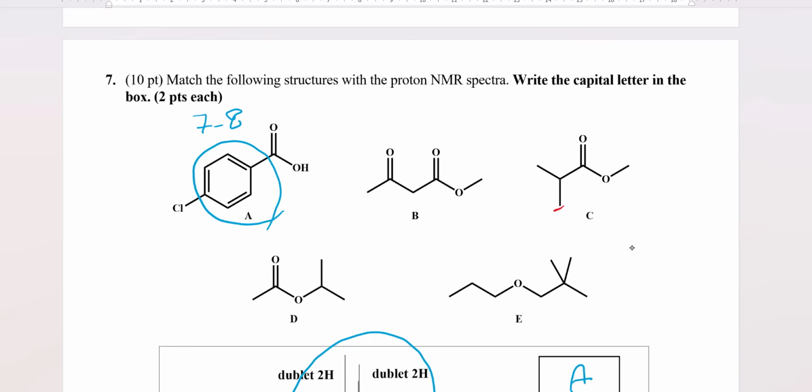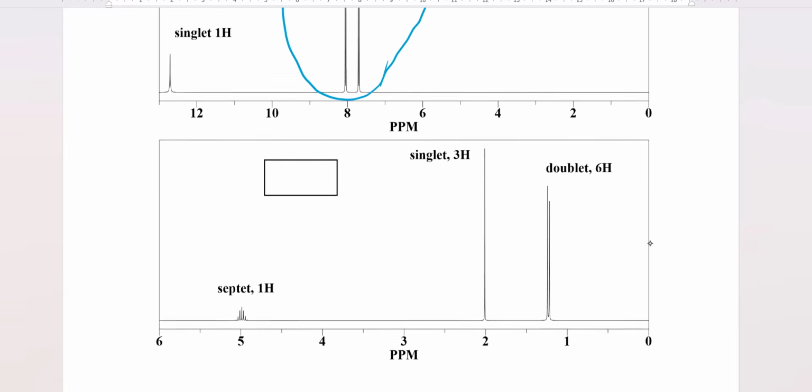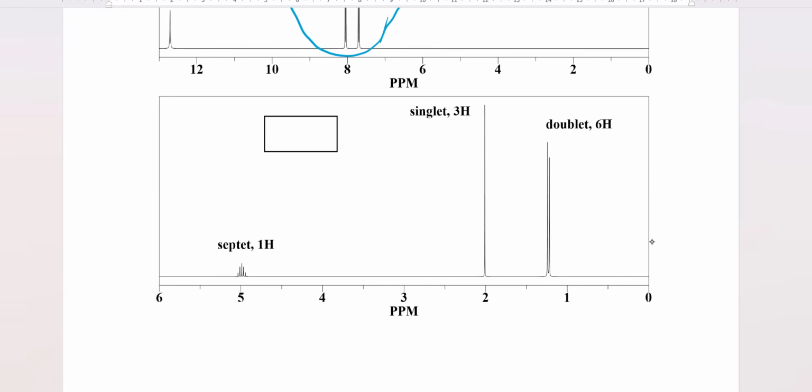We know the isopropyl group shows a doublet and a septet. A doublet with 6 hydrogens because CH3 and CH3 have one neighbor. 1 plus 1 is 2. So for this 6 hydrogen methyl group, we see a doublet with 6 hydrogens. And this hydrogen has 6 neighbors, 6 plus 1, septet. So we should look at the NMR here and we see a doublet with 6 hydrogens, a septet with 1 hydrogen.